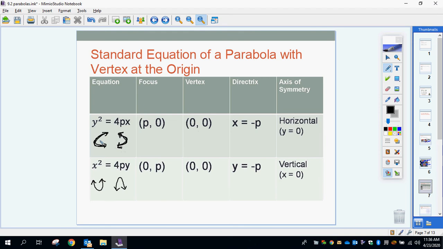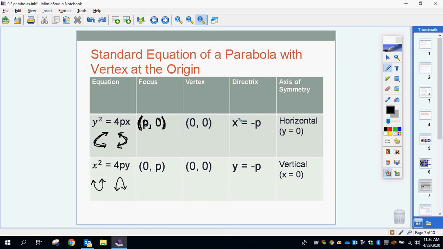Let's look at the parabolas opening left or right, the sideways parabolas. Every focus point will be of the form P, comma, 0. This is a great chart that summarizes the slide before. All of our vertexes for this unit will be at 0, 0, so we don't have to worry about that. They're not shifting. They're all going to be at the origin.